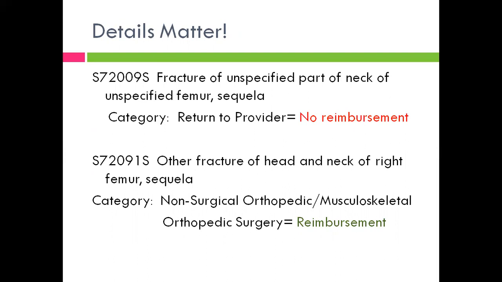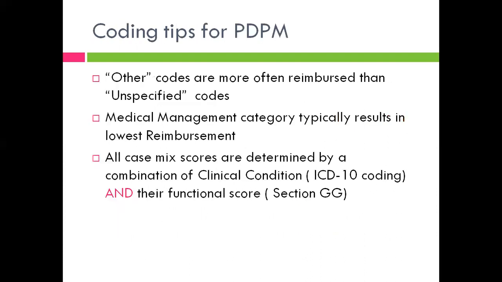If we can be a little bit more specific and code that same issue as an other fracture to the femur with code S72091S, that's going to map or correspond to a category for non-surgical orthopedic, in which case we are eligible for reimbursement under this category. So again, CMS has a pretty involved spreadsheet that's going to indicate several specific ICD-10s and what clinical category they correspond to, and therefore what reimbursement that individual might be eligible for.